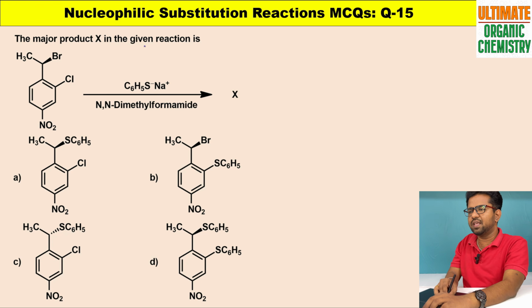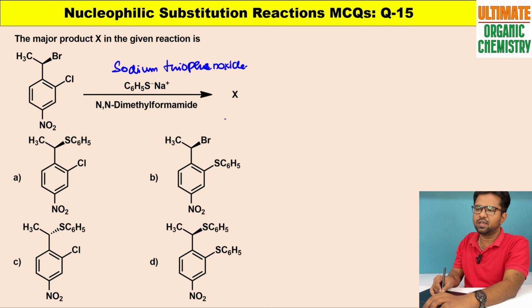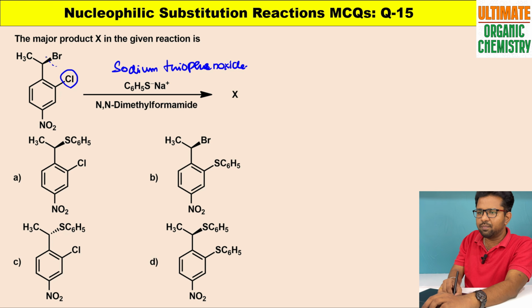Question number 15. The major product X in the given reaction is. This species is known as sodium thiophenoxide. Now this species is reacting with this reactant, which has a chloro group on the benzene ring and a bromo group on the alkyl chain. The question is which will undergo reaction and which type of reaction will be taking place. There is a clue given: N,N-dimethylformamide, that is DMF, is the solvent.